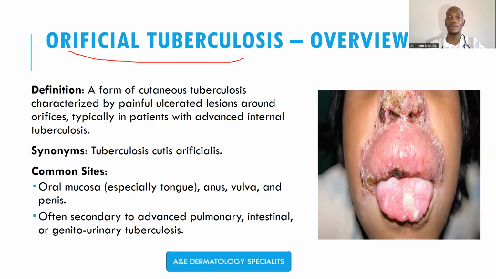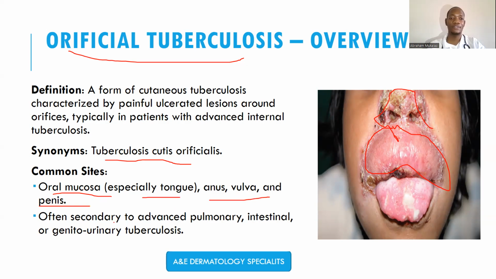Then the second type, we also call it orificial tuberculosis. In this case, someone gets TB affecting the oral mucosa and the nearby structures, including the lips and nose. And it is usually characterized by these lesions which are usually around the lips or even the nose, with serous discharge, non-healing ulcers that take long to go away. So when you see such a patient, you have to screen them for TB. This orificial tuberculosis can also be called tuberculosis cutis orificialis, and commonly involves the oral mucosa, especially the tongue. Can also be in the anus, vulva, as well as the penis.